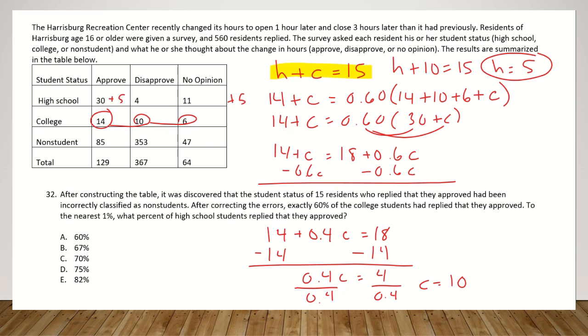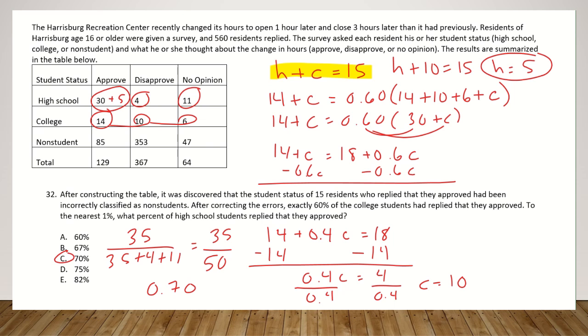Well, it goes here because they approved. We have plus 5 that approved that were misclassified. So now instead of 30 approving, we have 35 that approved out of 35 plus 4 plus 11. Okay, so that makes 35 out of 50. And if we divide that, you get 0.70 or 70%.